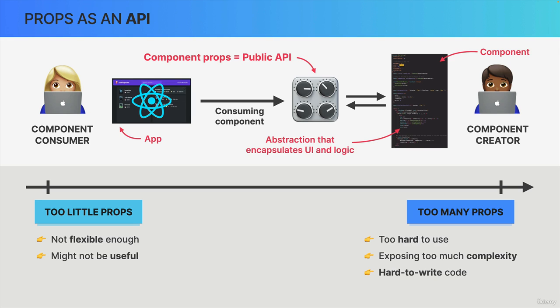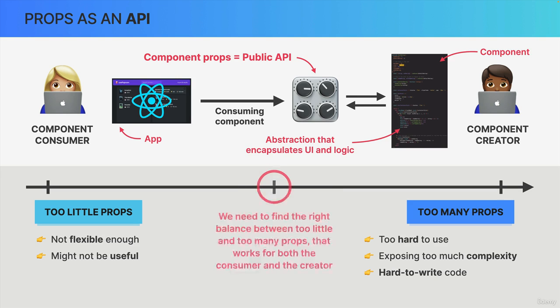So when deciding on the right API for your components, try to strike the right balance between too little and too many props, and a balance that works well for both the creator and the consumer of the component based on the project's needs. Now, if for some reason you really need to expose so many props, make sure to at least provide some good default values for many of them.